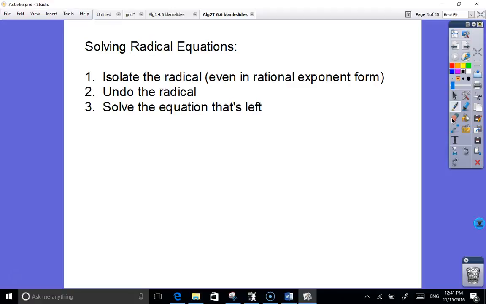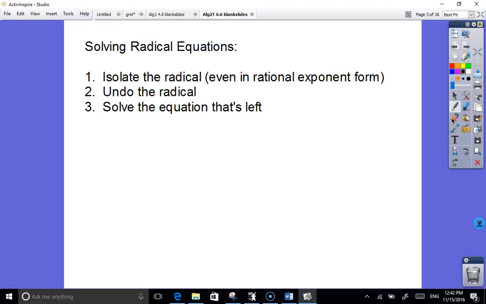Then, undo the radical. Meaning, if it's a square root, square both sides. If it's a cube root, cube both sides. If it's x to the 3/2, then raise both sides to the 2/3 power. So whatever it is, you just have to do whatever undoes that radical.